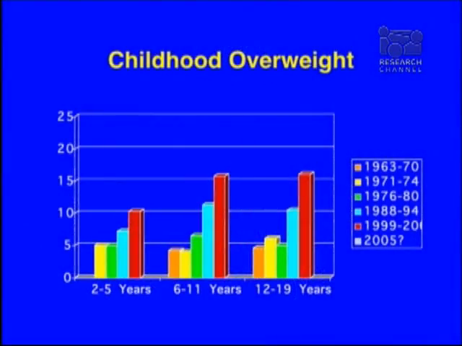And what you see is since the 1980s, we've seen a doubling to a tripling of the rate of overweight in children across the country. So a lot more of our kids are actually over that 95th percentile as defined on the growth charts.